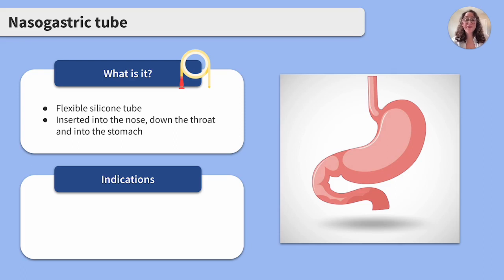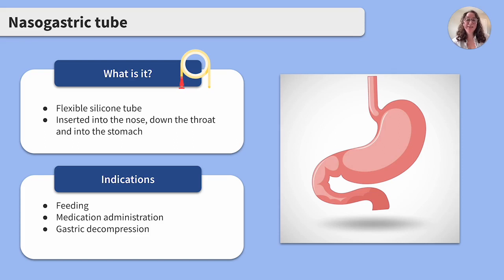NG tubes have several indications for use. Can you think of what a few of those might be? Feeding, medication administration, and gastric decompression. You got it. NG tubes are commonly used to provide nutrition and hydration to clients who are unable to eat or drink orally. Medications are administered through the tube directly into the stomach. This is essential for clients who cannot take medications orally or need precise dosing.